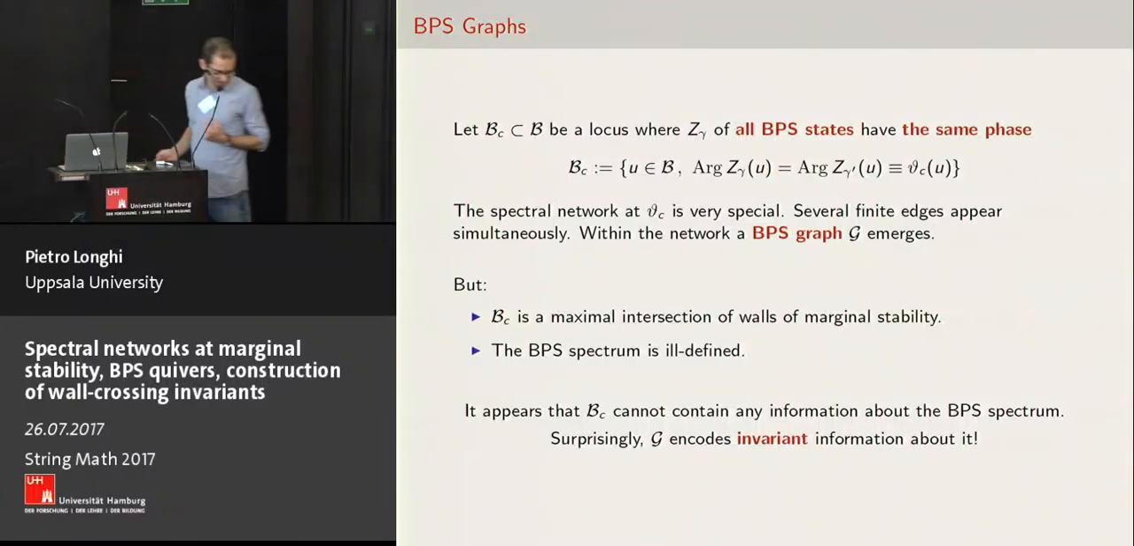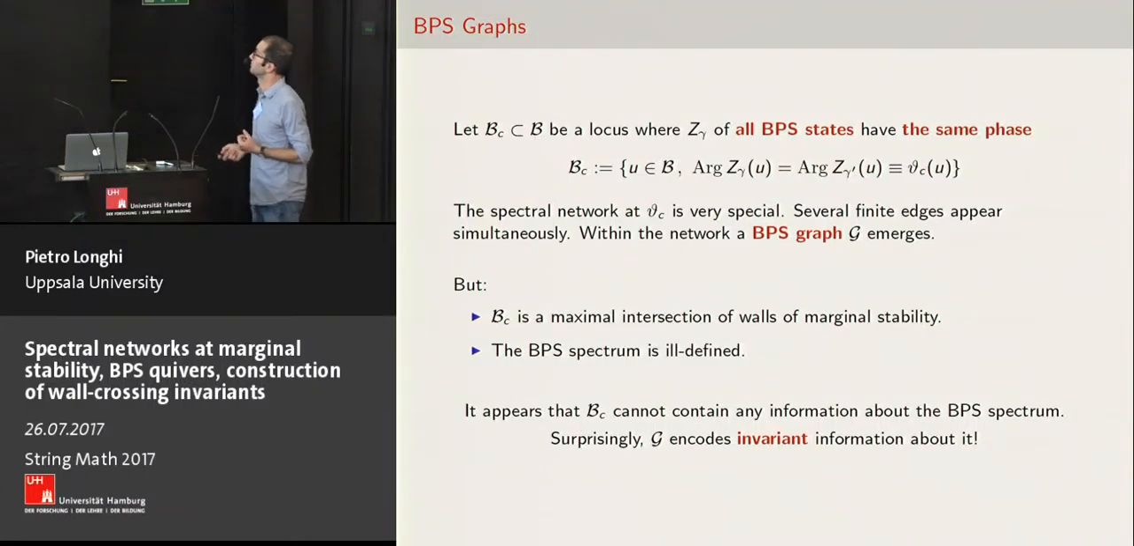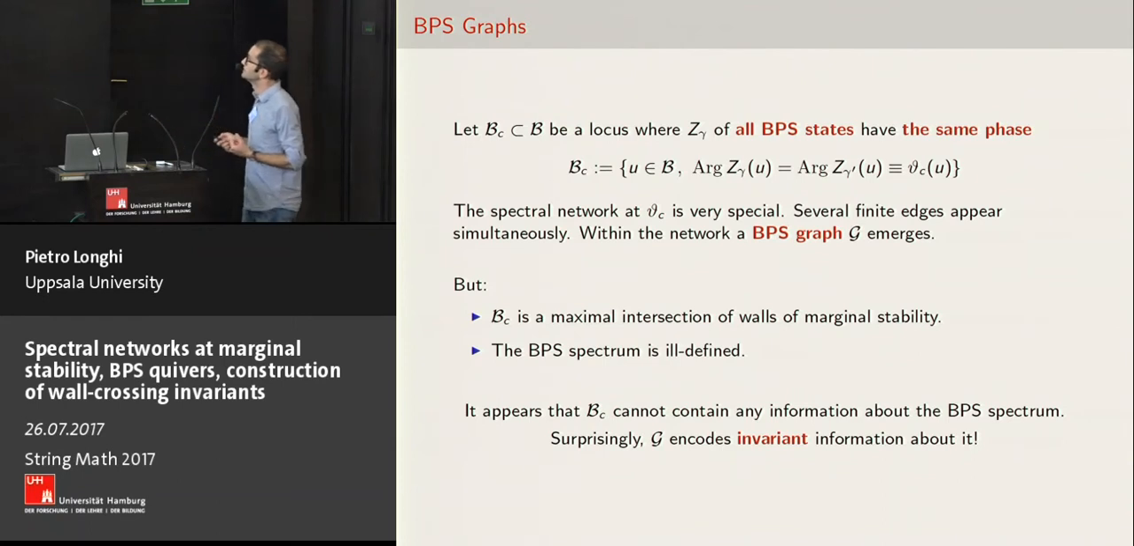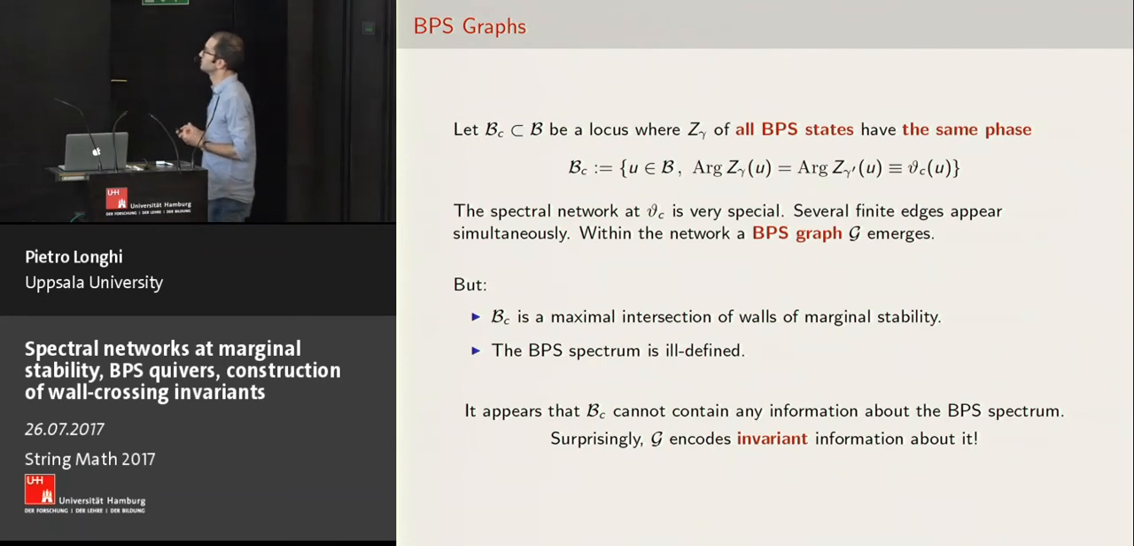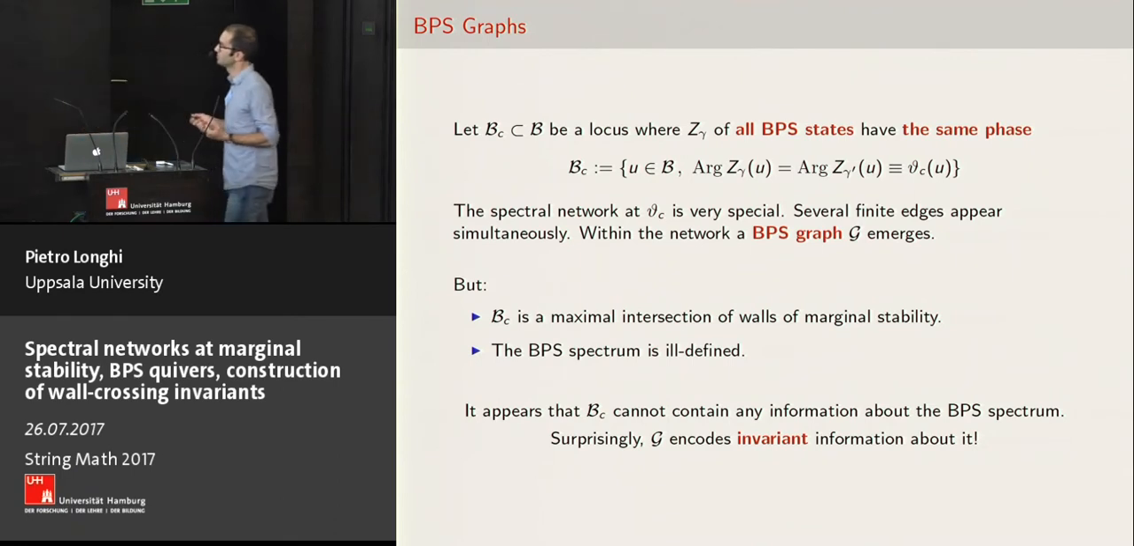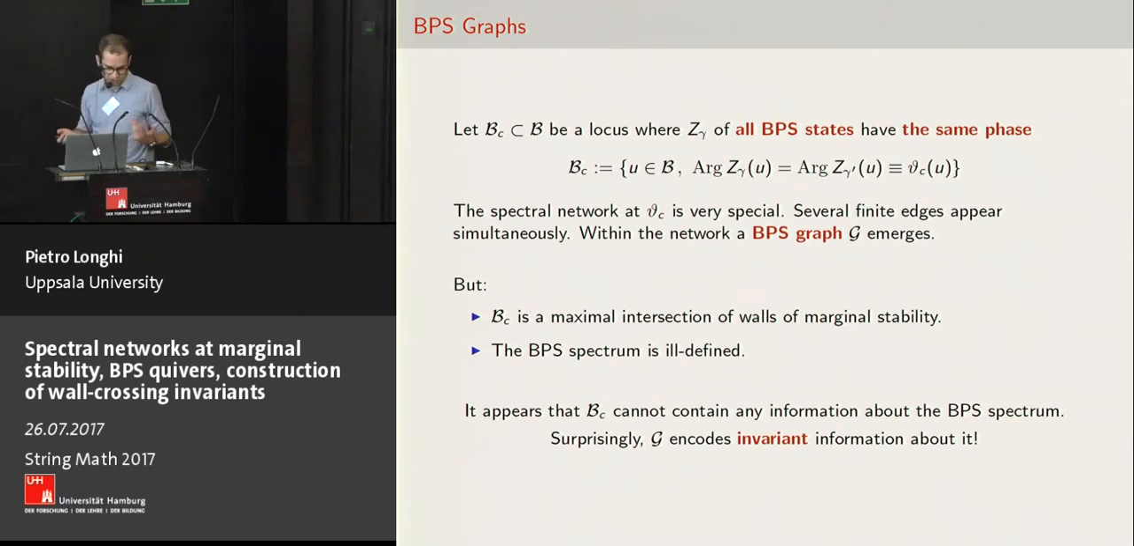However, this is a funny place to look for information about BPS spectra, because, as you may have recognized, the critical locus is an intersection of walls of marginal stability. And this means that the BPS spectrum is actually ill-defined. So at first sight, it would appear that there cannot be any meaningful information here. But as I'm going to show to you, it turns out that BPS graphs encode invariant information about the spectrum.